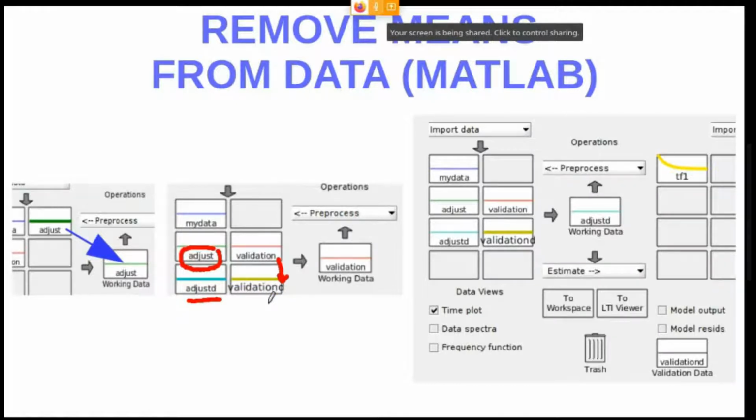It's important to remove the means because a transfer function is not able to explain offsets between signals, right? So that's the important thing. In order to the transfer function to learn the dynamics of the system, both signals, both input and output signals, is important not to have a mean value, right? So well, now at the end we have the original data, the adjust and validation data sets, and the same data sets but with the means removed, right?